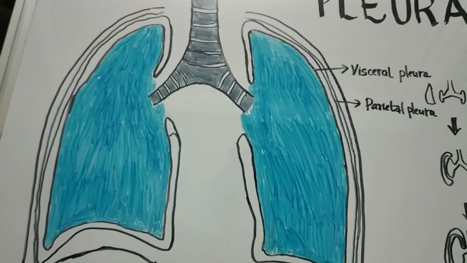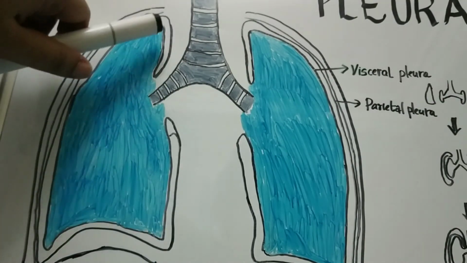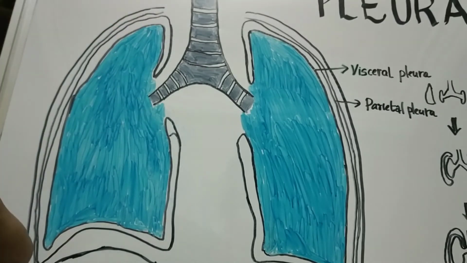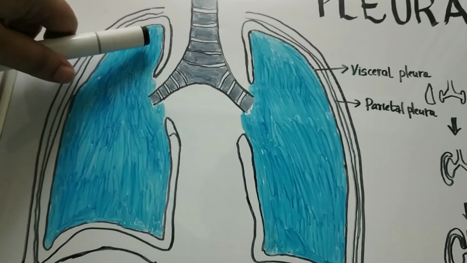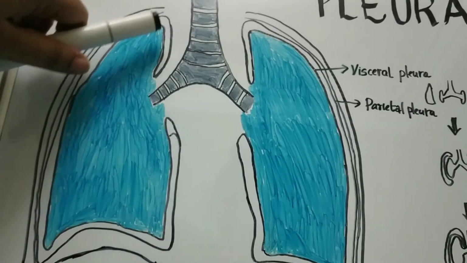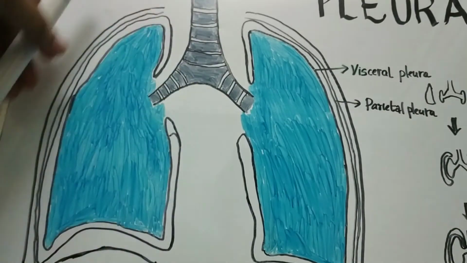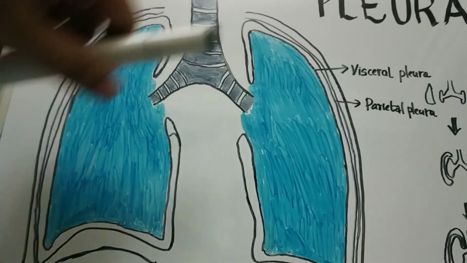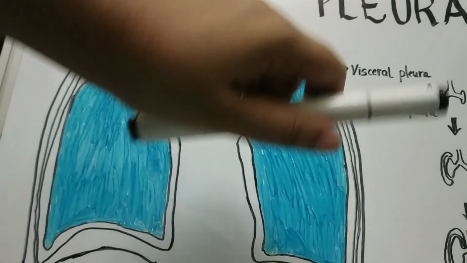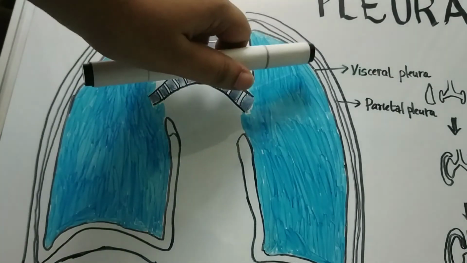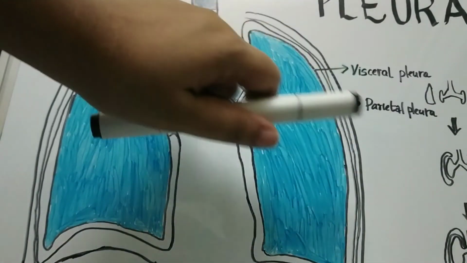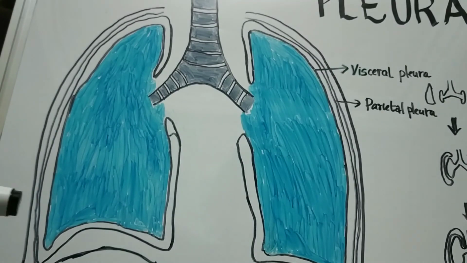To summarize, the lungs are covered by a double layered pleura, which has an inner visceral layer and an outer parietal layer, and in between is the pleural cavity filled by the pleural fluid. The parietal pleura has four parts: the cervical part, the mediastinal part, the diaphragmatic part, and the costal part. The visceral pleura is in close contact with the lungs and adherent to them. It is much thinner than the parietal pleura. So this is the end of today's class.